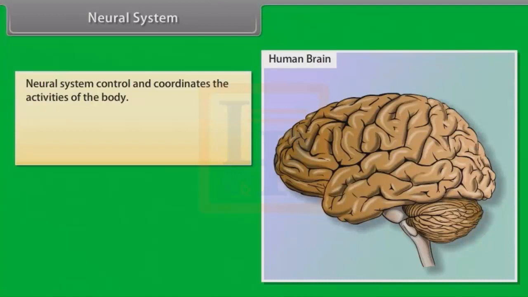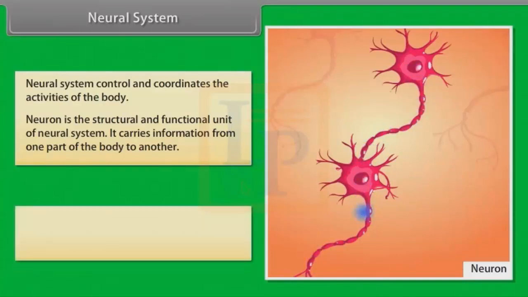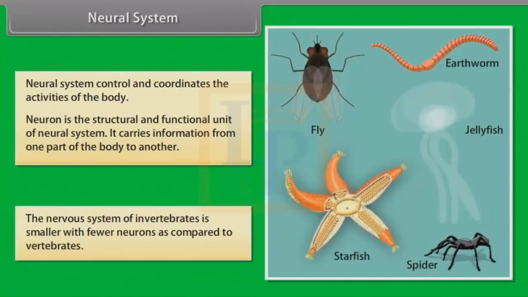Neural system. Neural system controls and coordinates the activities of the body. Neuron is the structural and functional unit of neural system. It carries information from one part of the body to another. The nervous system of invertebrates is smaller, with fewer neurons as compared to invertebrates.